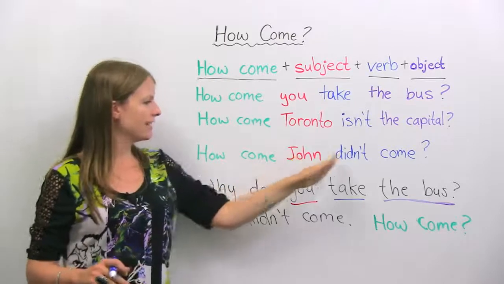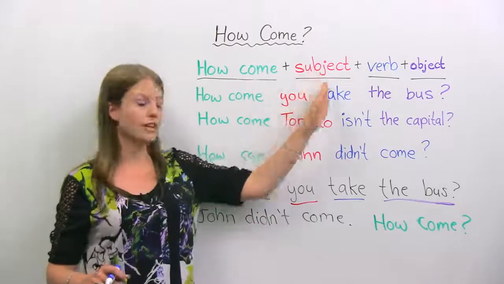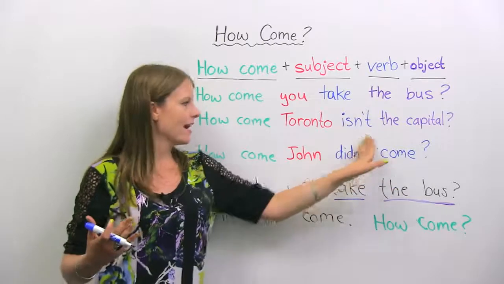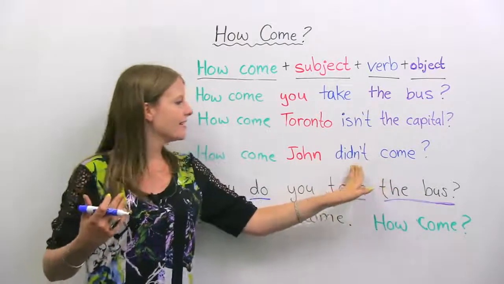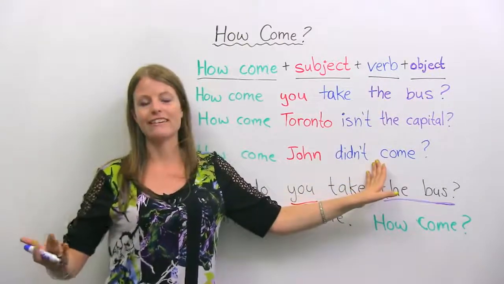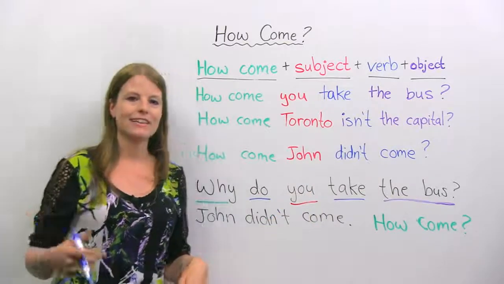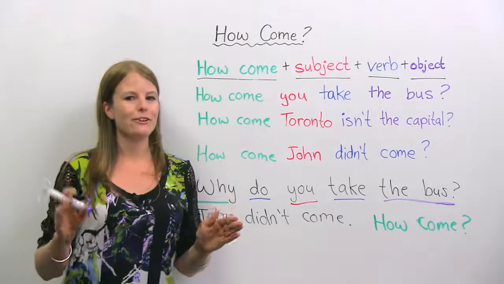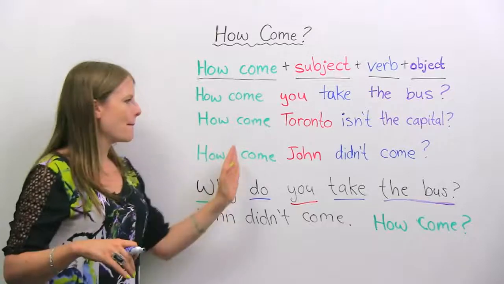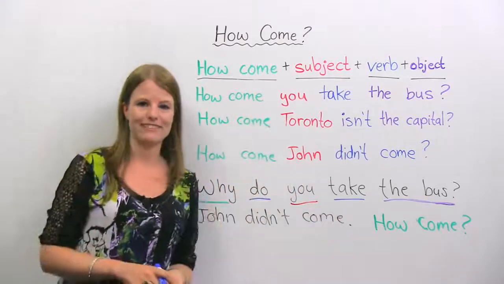How come John didn't come? Okay, so here we have how come at the beginning, John, which is the subject, and didn't come, because it's negative form, we have didn't here. So this is the past tense. Didn't come is the verb. This sentence doesn't have an object. Not all sentences in English need objects. The main thing is that you have a subject and a verb. Okay, so that might be a little confusing for you. The point here is how come is easier than why, because all you need to do is make a basic sentence and you add how come to the front of it.